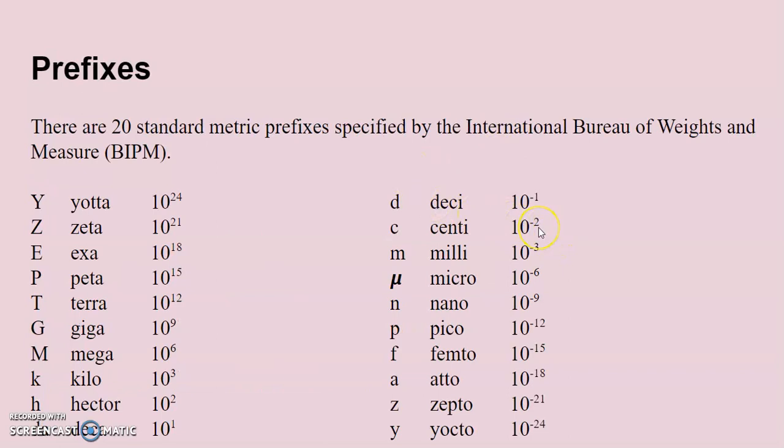Centi is 100th, or 10 to the minus 2. Milli is 1,000th, or 10 to the minus 3. Micro, 10 to the minus 6. Nano is 10 to the minus 9. Micro is a millionth, and a nano is a billionth. Pico is a trillionth. If we go in the opposite direction, there's others that you have probably seen, like for example, the kilo is 1,000, mega is a million, giga is a billion, and tera is a trillion.